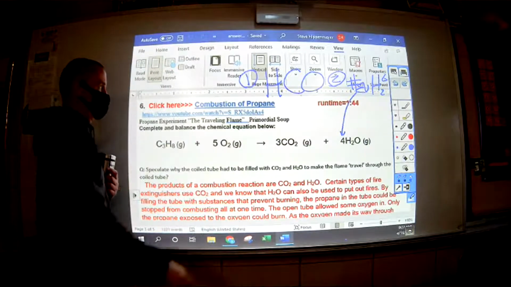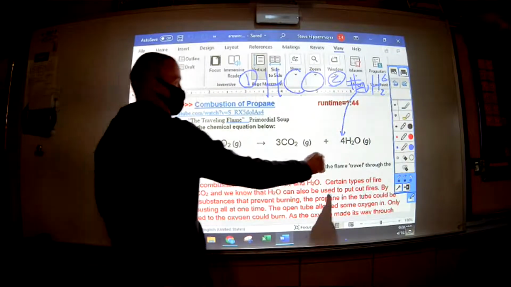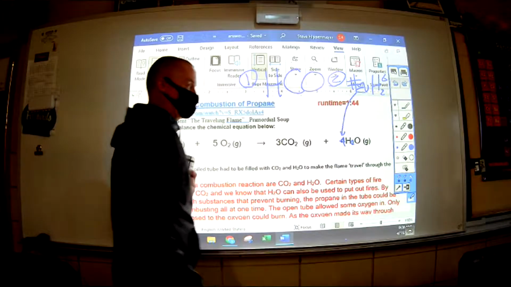Hollister rule. So we do hydrogens first. We have 8 hydrogens on this side. So there's 2 here. So I need to put a 4 in front. 4 times 2 is 8.